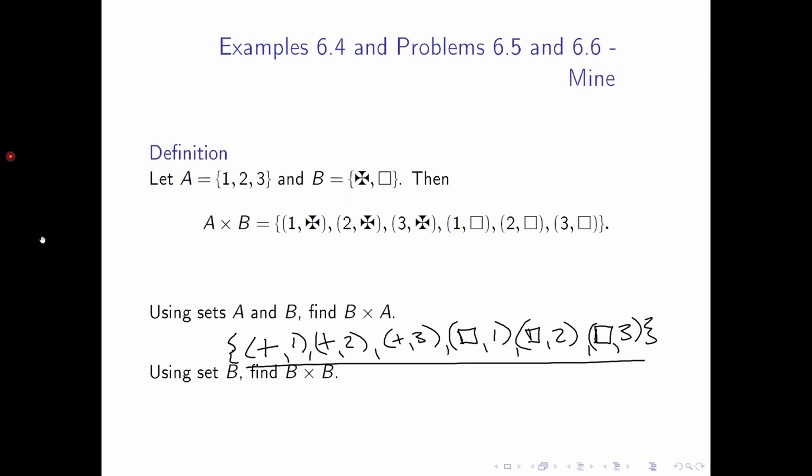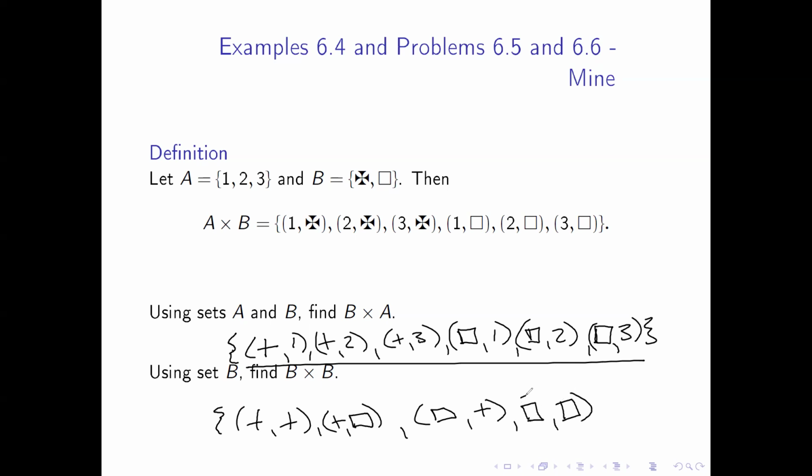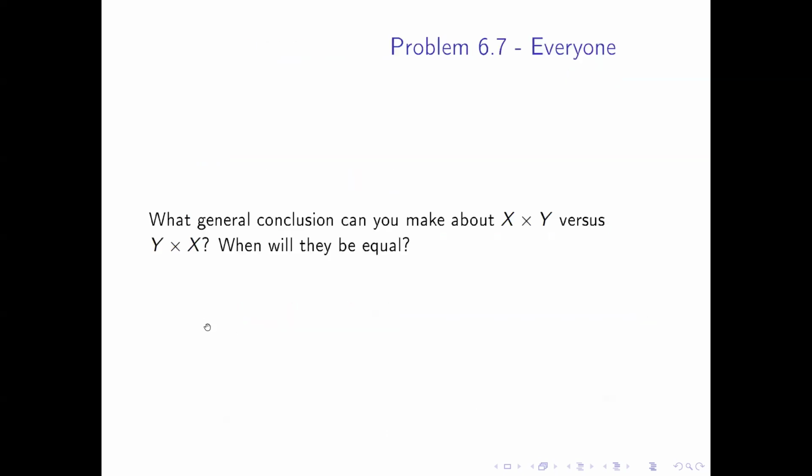What about B cross B? It, on the other hand, will have a few options. Namely, it will have plus plus, plus square, square plus, and square square. And we can kind of see from this a pattern about the number of elements in here, but I'm not going to reveal it because I'm going to let you all figure that out explicitly.